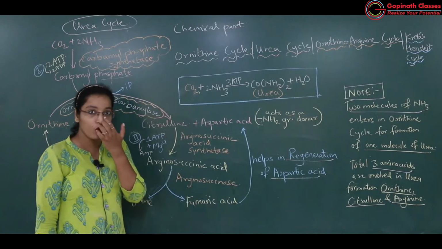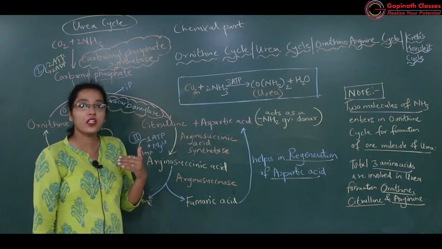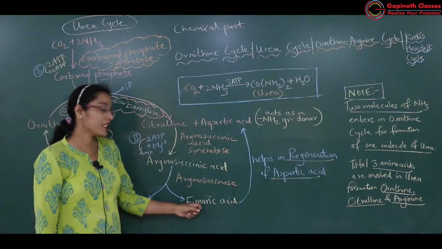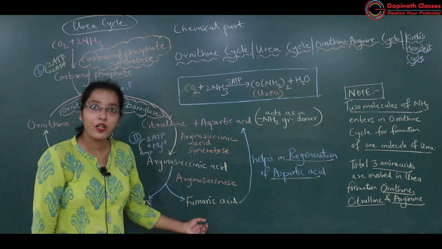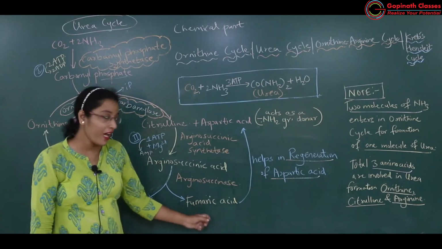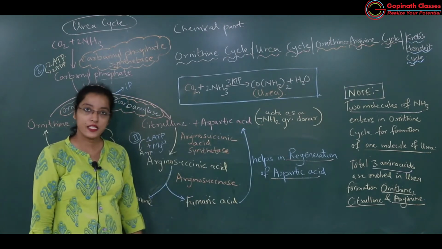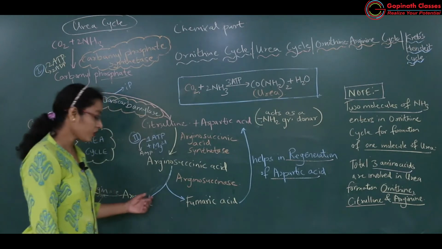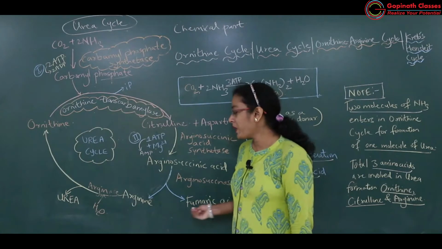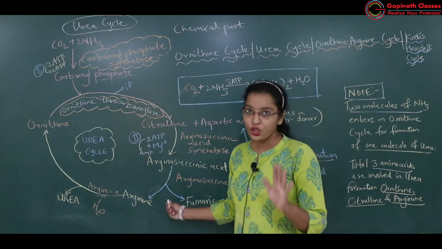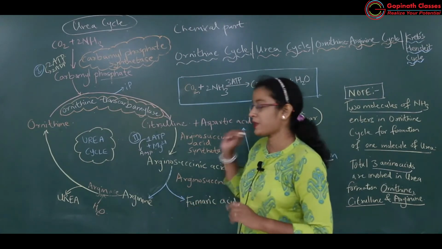Got it? So, to regenerate the aspartic acid, fumaric acid will help. Okay. How fumaric acid will help? Fumaric acid will add the amino group to the aspartic acid. Got it? Now, this arginine, fumaric acid क्यों बना, all of you understood? To add the amino group to the aspartic acid.